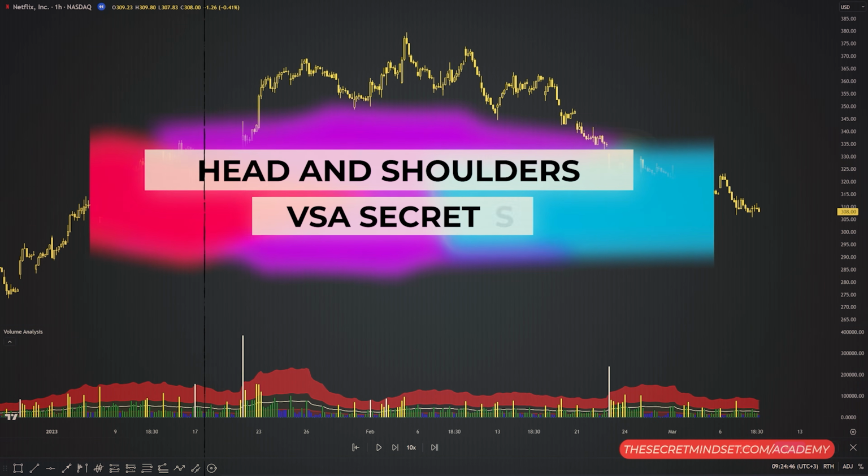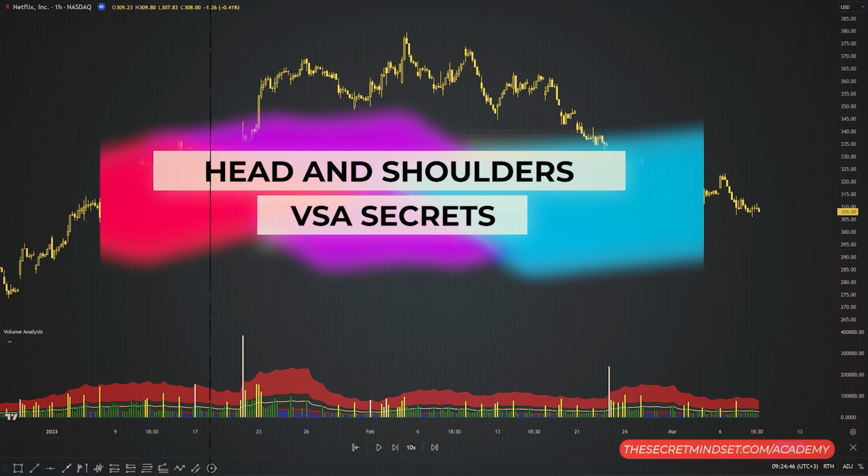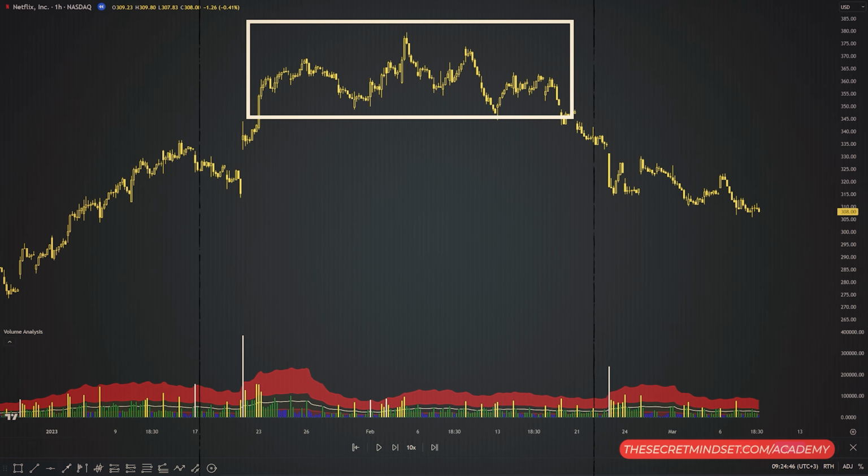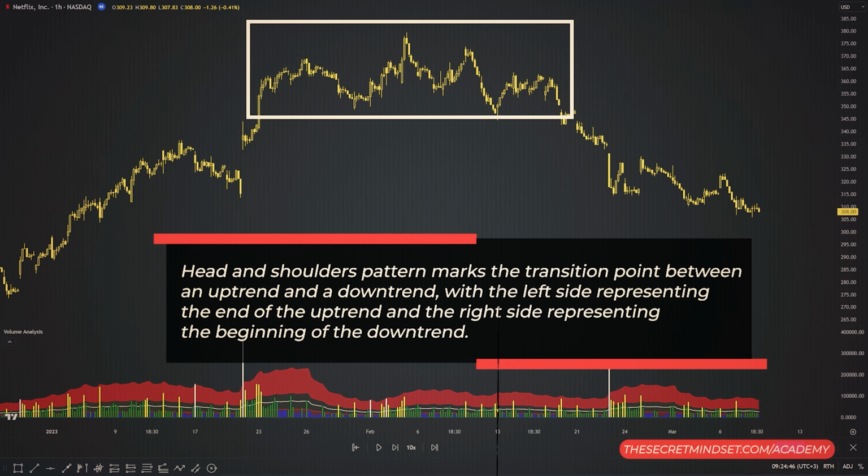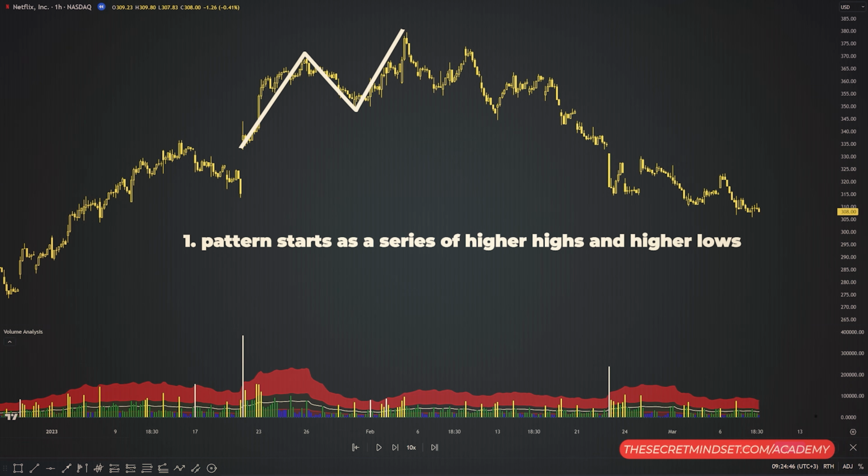The head and shoulders pattern, although a retail one, is a decent one to monitor, as it marks the transition point between an uptrend and a downtrend, with the left side representing the end of the uptrend and the right side representing the beginning of the downtrend. The pattern starts as a series of higher highs and higher lows.